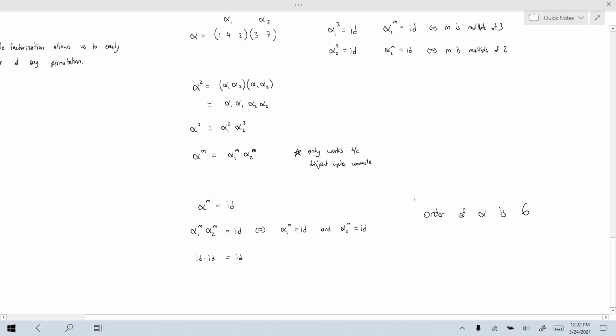Okay. So with that kind of reasoning, we can conclude that the order of alpha is 6. So 6 is the smallest positive integer that I would need to raise alpha to a power to get the identity permutation. And we figured that out without computing all the powers of alpha to get alpha to the 6th. Okay?